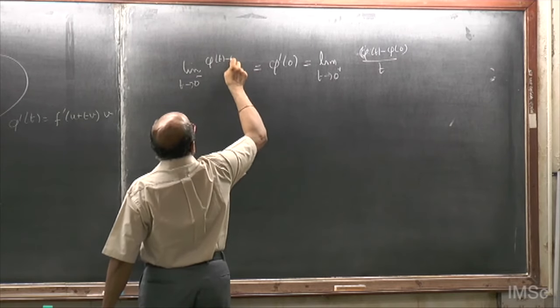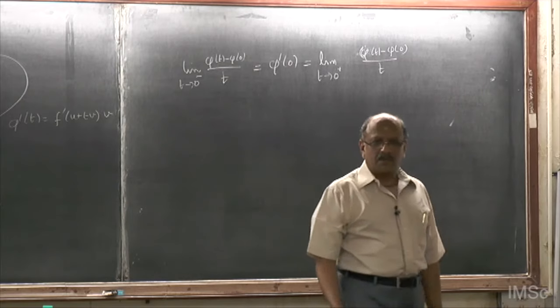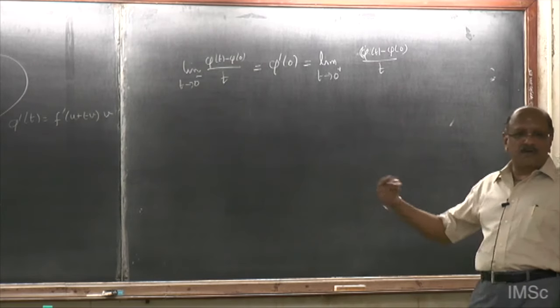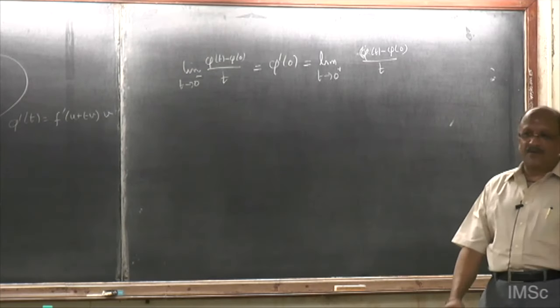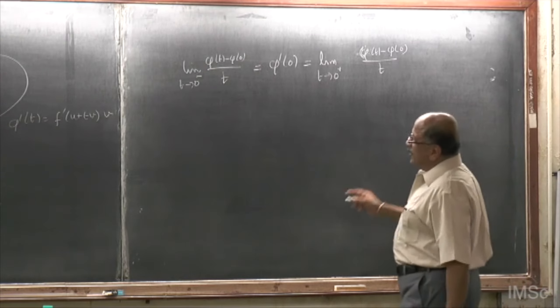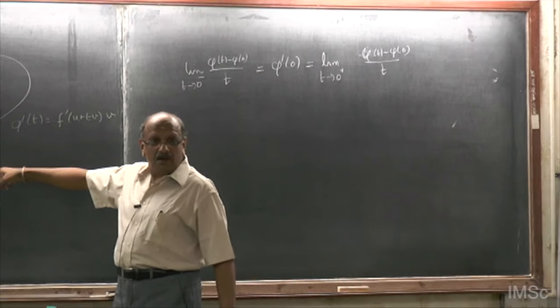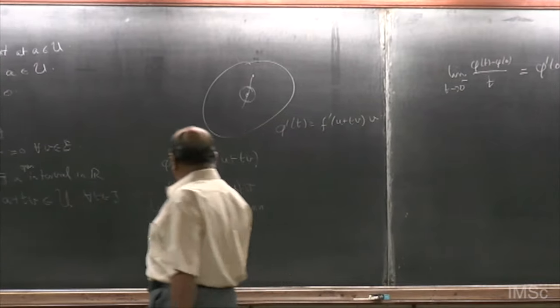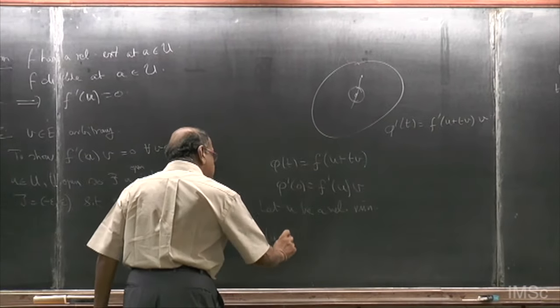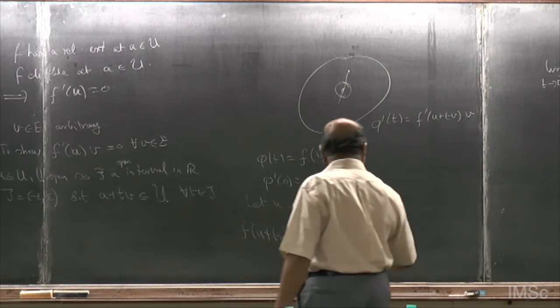of phi t minus phi 0 by t. That is the derivative. Whatever direction you approach, it has to give you the same. Now, what is phi of t? Phi of t is f of u plus tv, okay, and therefore, f of u plus tv is greater than or equal to f of u for all t in the interval.